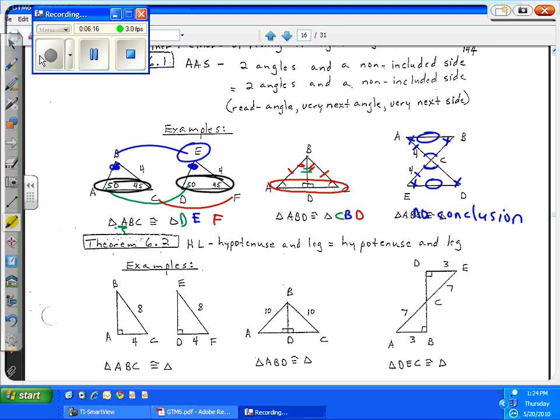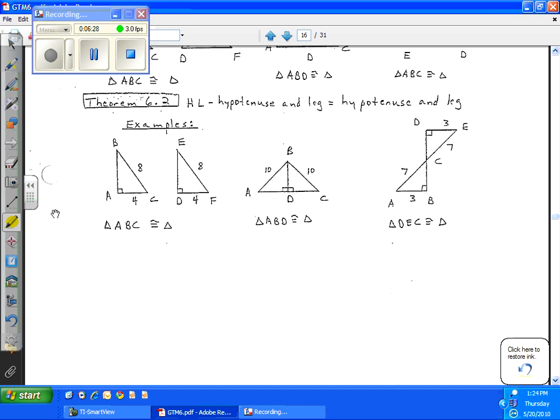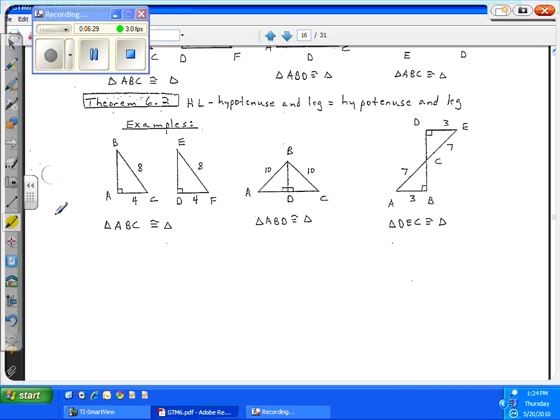Any questions on that? Angle, angle, side. All right. The last method of proving triangles are congruent is hypotenuse leg, and then you know automatically that that applies to a right triangle because hypotenuse and leg are parts of a right triangle.